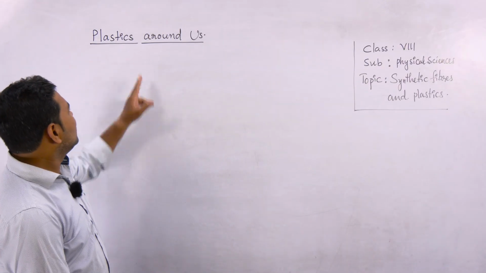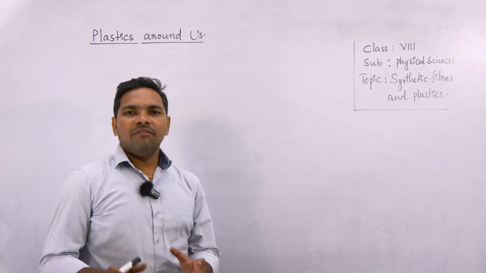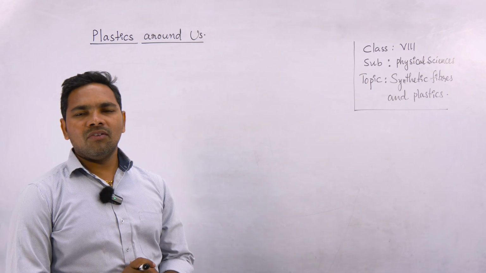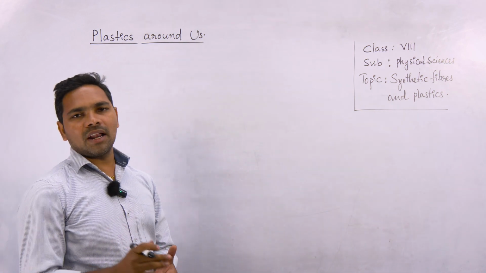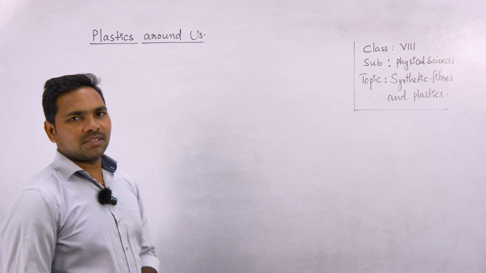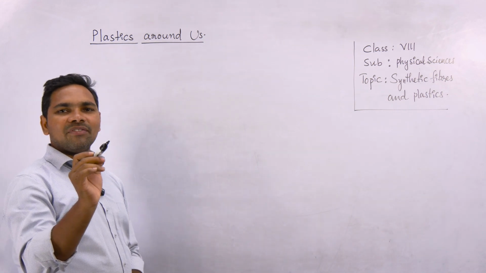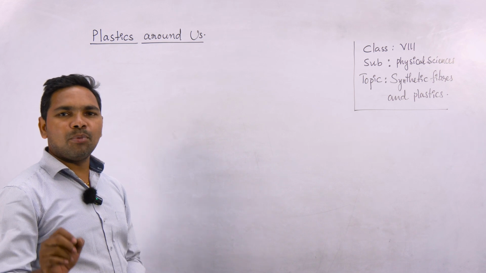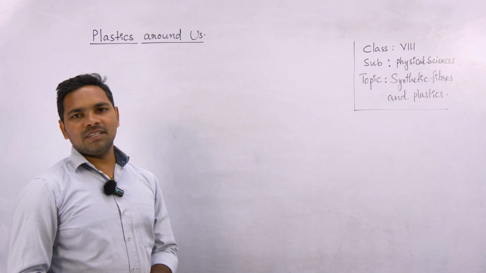Now let us look at plastics around us. Nowadays without using plastics, our day cannot be completed. In every walk of our life, we are using plastics. For example, you see what is in my hand? It's a marker. With what material is it made? Plastic. Plastic is important and it has penetrated through human life these days.